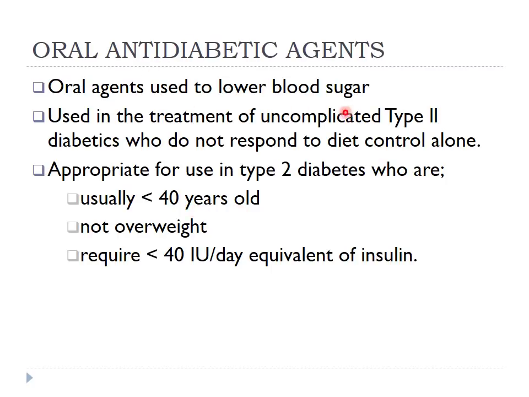So, used to lower blood sugar, used to treat uncomplicated type 2 diabetics who do not respond to simple diet control alone. Appropriate for use in type 2 diabetics who are usually less than 40 years of age, not overweight. They require, and the way they say this is, less than 40 units of equivalent insulin a day. So this is where people ask, when do you start using insulin instead of using the oral anti-glycemics?